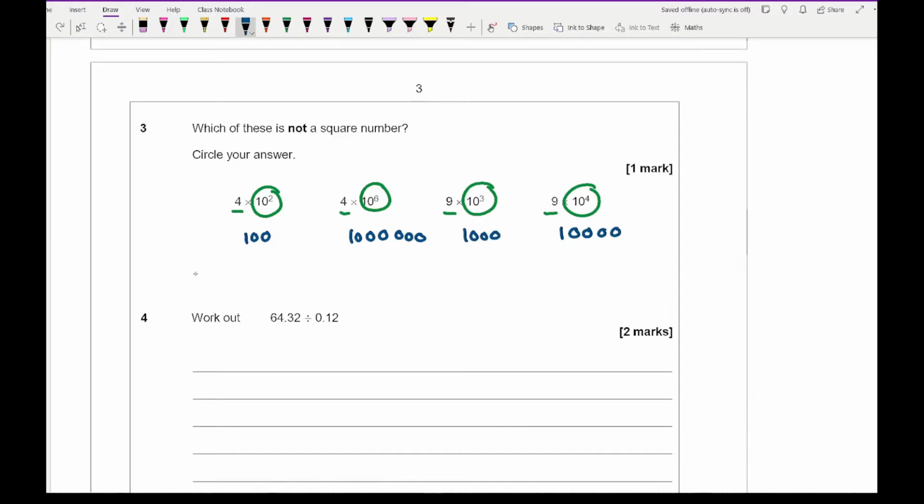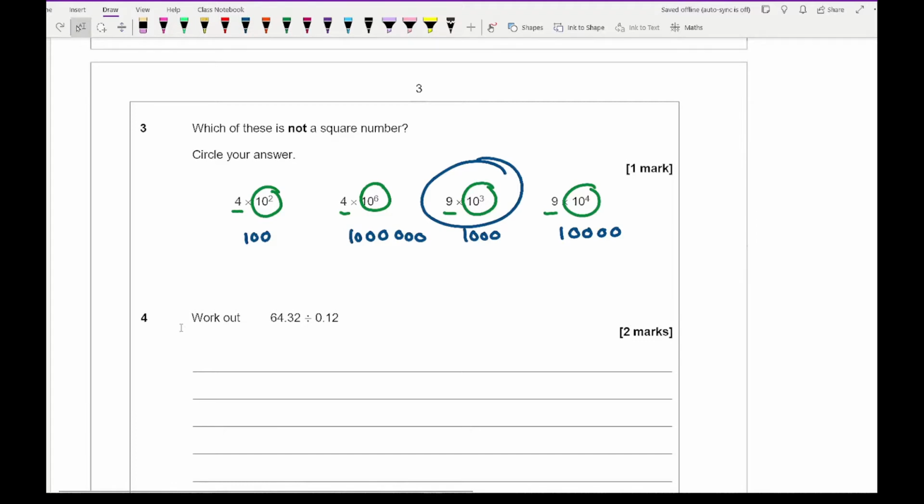Now, what you're looking for is basically that an even number of zeros would represent a square number, or a power of 10 that's been squared. The one that hasn't got an even number of zeros is this one here. So it's 9 times 10 to the power 3.